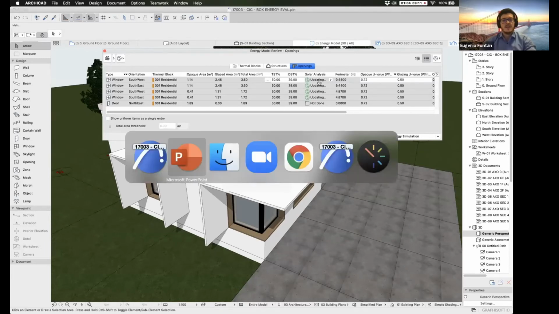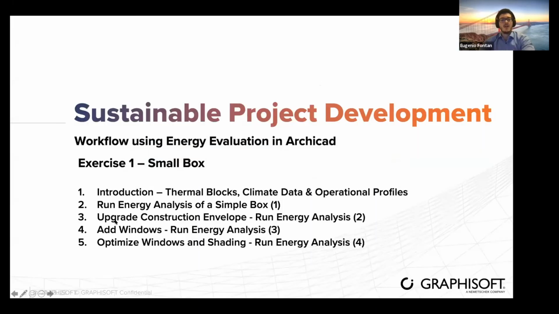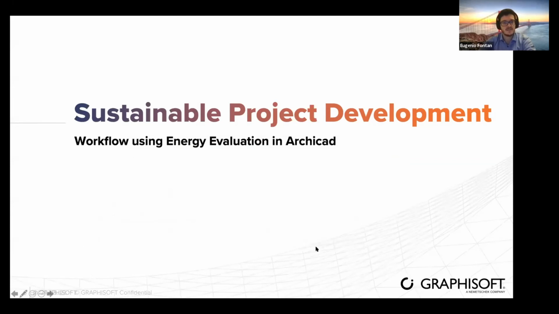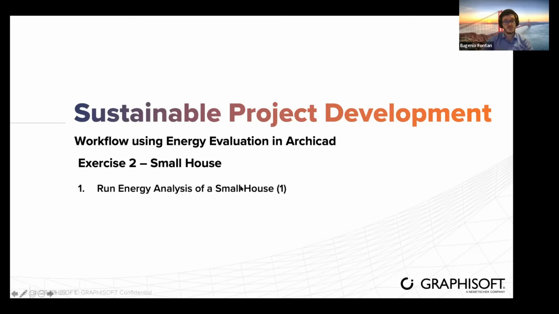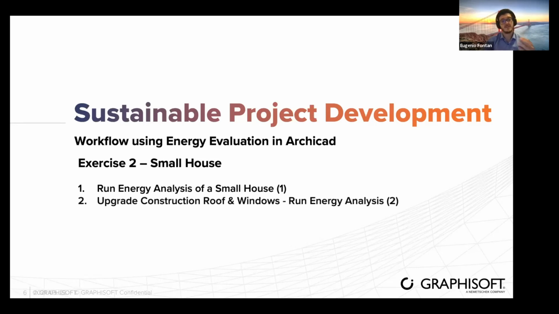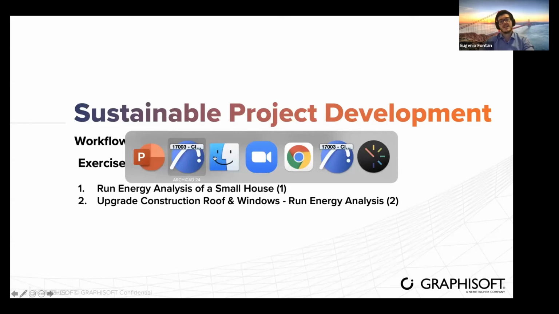Okay. And now, before we do the last energy analysis that we will see later, we're going to jump into the next exercise, which is why I asked you to open the other project, which is the small house. So for the small house, just to finish, we're going to do just two things. We're going to run an energy analysis of the house as it is. And then we're going to see the difference when we upgrade the construction of the roof and the windows. Exactly in the same way we did before.